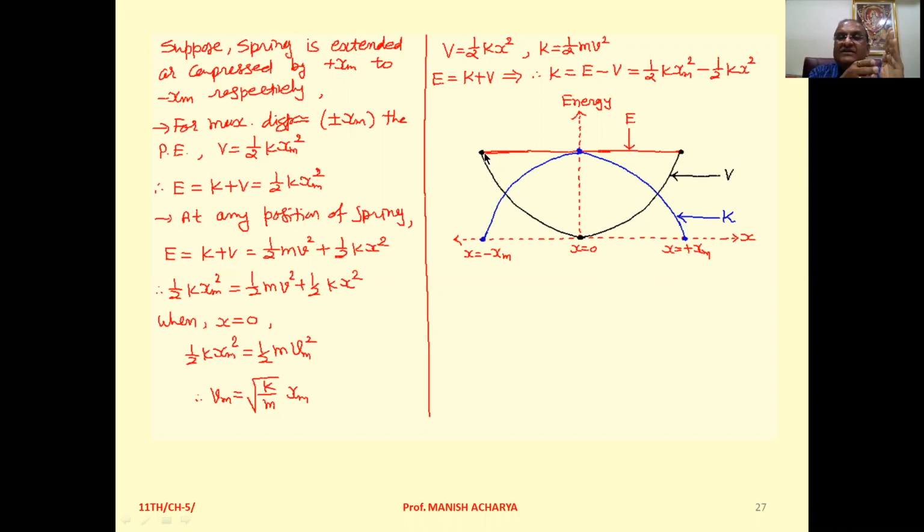The spring will execute oscillatory motion like this, and during this motion kinetic energy will be converted into potential energy, and potential energy will be converted into kinetic energy, but the total energy will remain constant. So this will be the situation. Clear to all of you, beta?